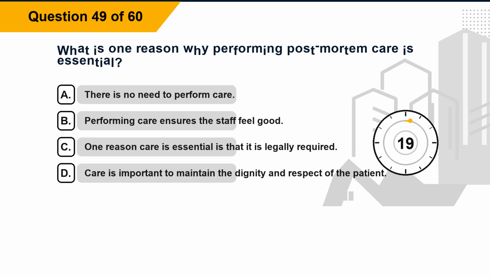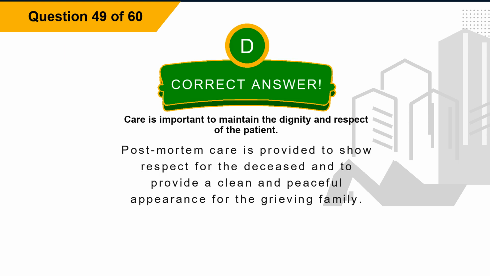Question 49. What is one reason why performing postmortem care is essential? Option A, there is no need to perform care. Option B, performing care ensures the staff feel good. Option C, one reason care is essential is that it is legally required. Option D, care is important to maintain the dignity and respect of the patient. The correct answer is option D, care is important to maintain the dignity and respect of the patient. Explanation: postmortem care is provided to show respect for the deceased and to provide a clean and peaceful appearance for the grieving family.